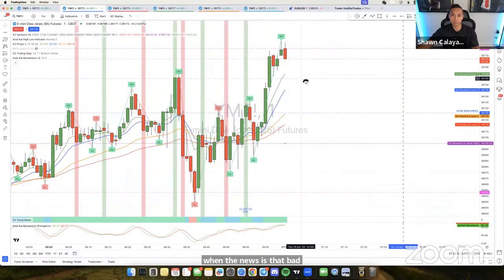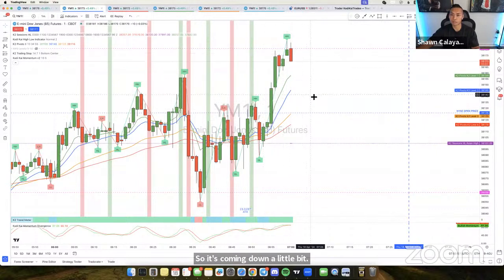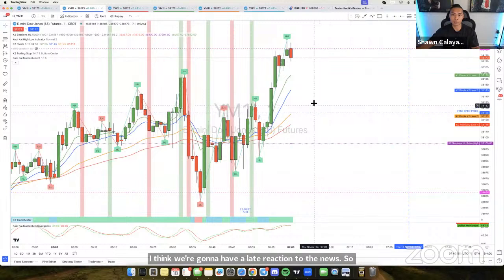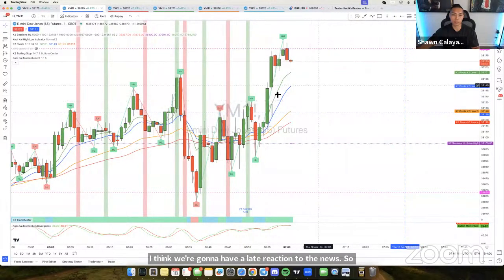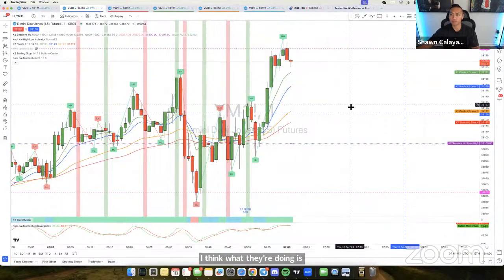So it's coming down a little bit. I think we're going to have a late reaction to the news. So I would sit tight for a bit. Wait for the bigger candles to come out, because they're going to react to the news eventually. I think what they're doing here is they're trying to lure in the retail traders.